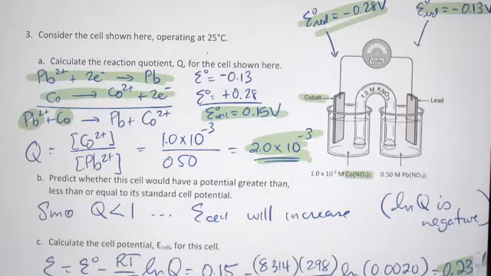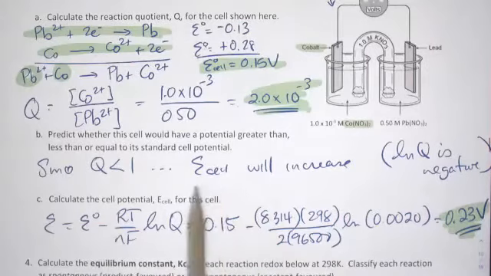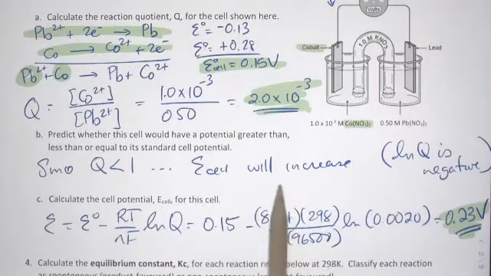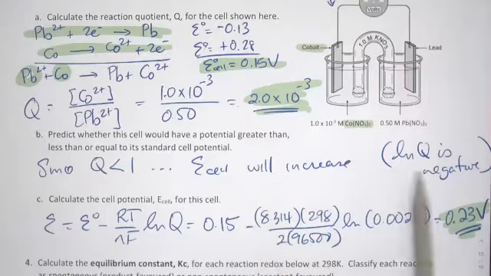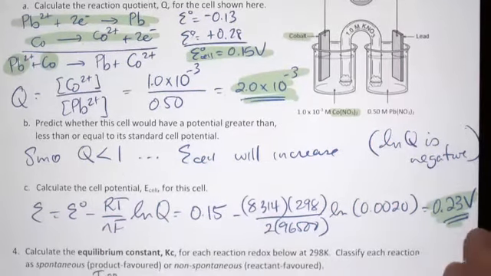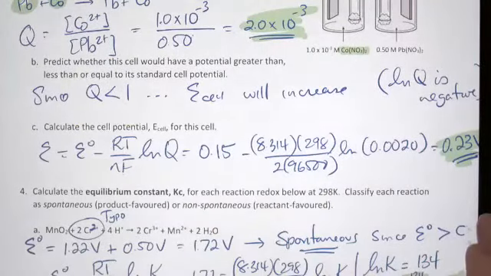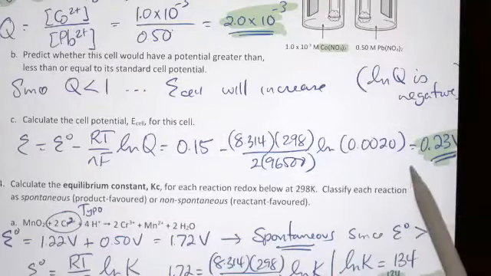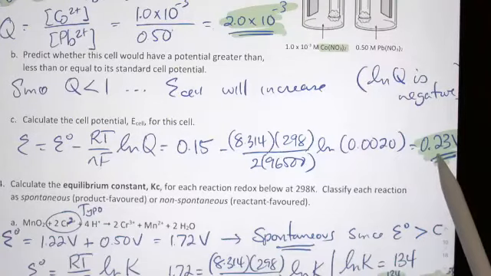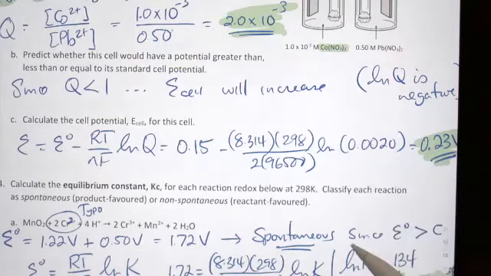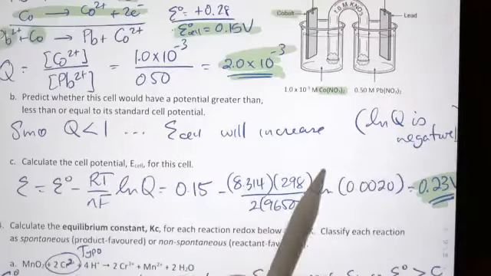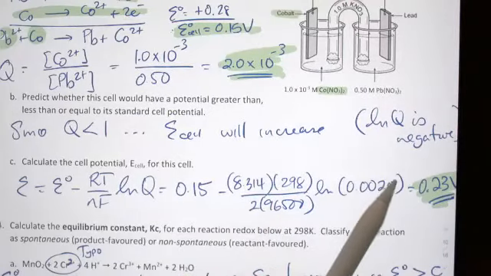And so when Q is less than 1, the natural log of Q will be a negative number, which means E cell will increase compared to E naught, right? Because the natural log of Q is a negative number. With the Nernst equation, you end up getting positive 0.23 volts as the cell potential under these non-standard conditions. So the original potential was 0.15 volts. Now we've increased the potential to 0.23 volts.